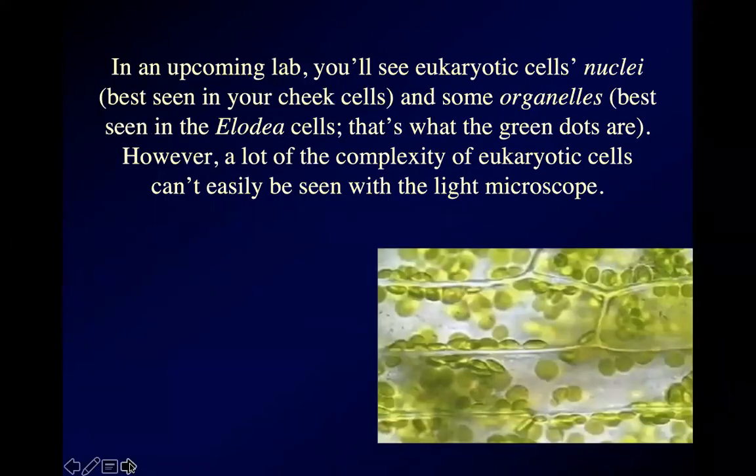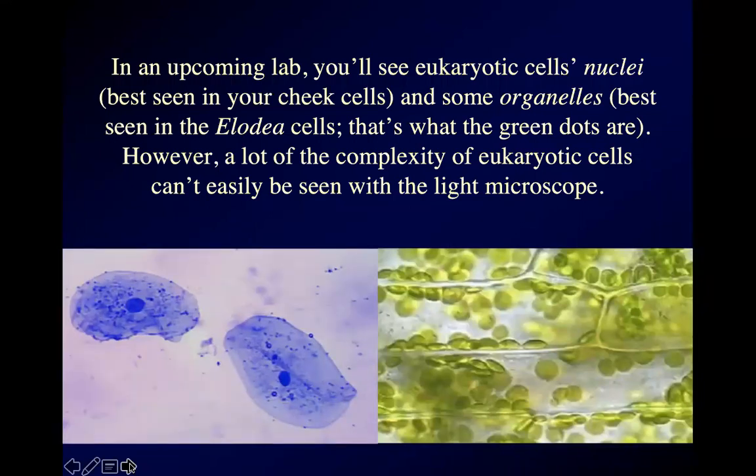In an upcoming lab, you'll see eukaryotic cells. You'll see this in the microscope lab. On the left are some cells from the inside of a human cheek. They've got a flattened, kind of slightly crumpled sheet of paper shape to them. And in the center of each one, you can see a dark blue spot. That's the nucleus.